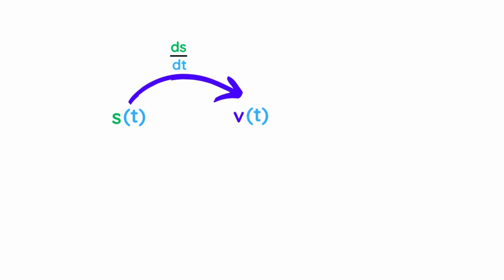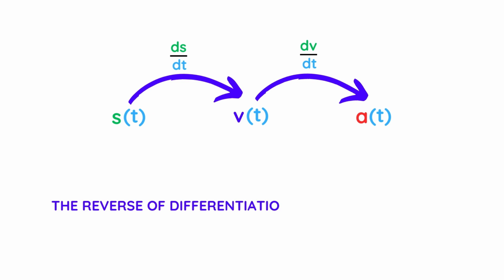In this example, we showed how, if you are given displacement as a function of time, you can differentiate it to find velocity. Similarly, if you have velocity as a function of time, you can differentiate it to find acceleration. Now, the reverse process is also possible. The reverse of differentiation is called integration.